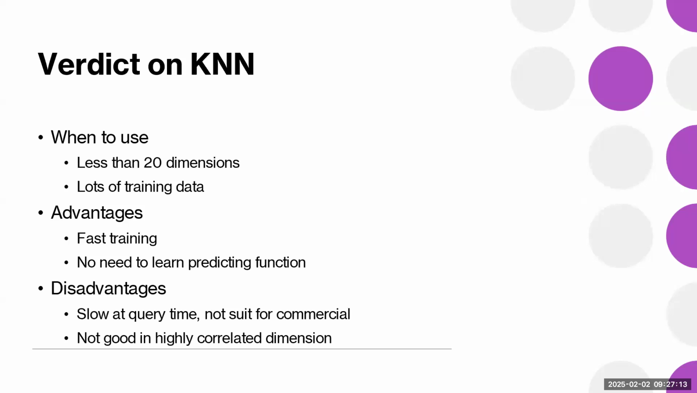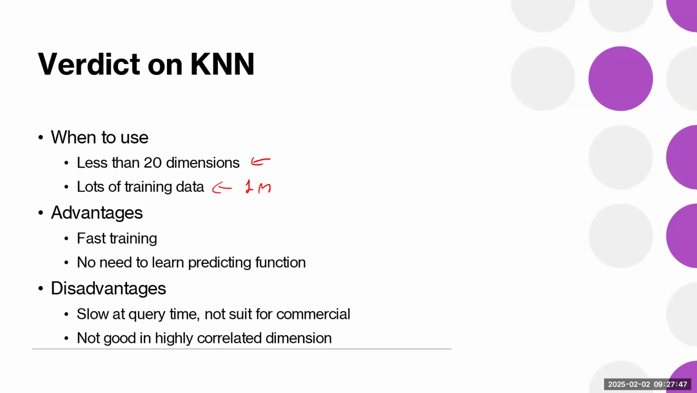So what is a good data set for KNN? You want to have a lot of training data, but not too much. Basically, anything below 1 million would be a good fit for KNN. For dimension, you want something less than 20 per se. It would work well in KNN.